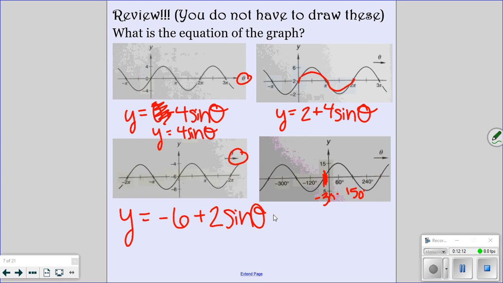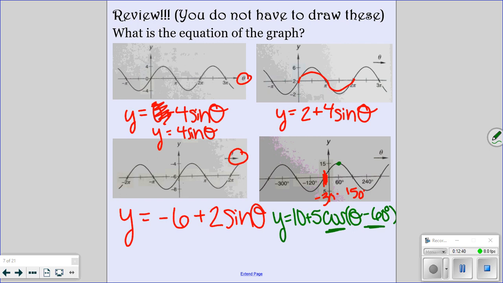Y equals, the center line has not changed, the amplitude has not changed. The only thing that changes is the cosine and then the angle here. So now cosine always hits a maximum. You want the maximum that's closest to the origin, which is right here. And it's 60, and it's always theta minus the angle. So theta minus 60 degrees. So that would be how you could write it as a cosine.